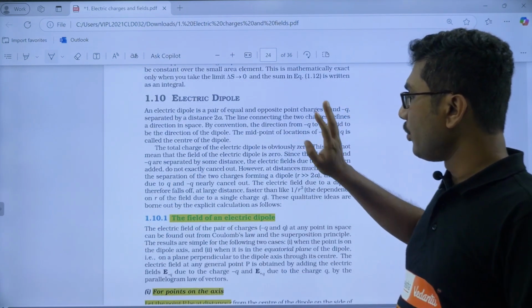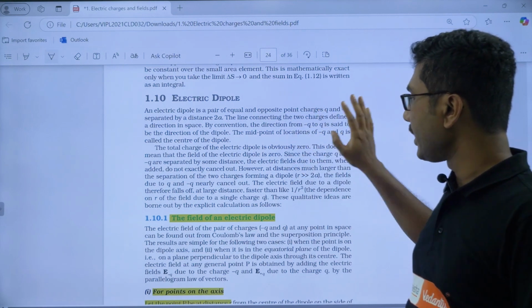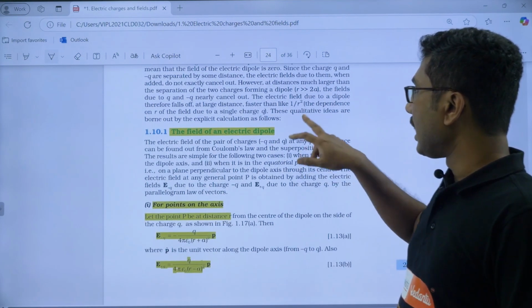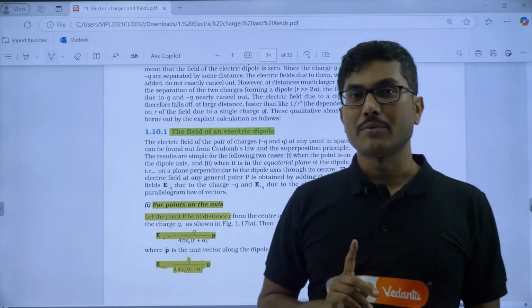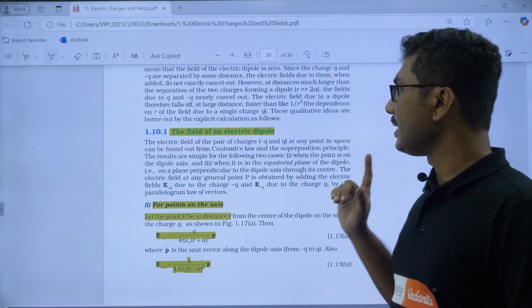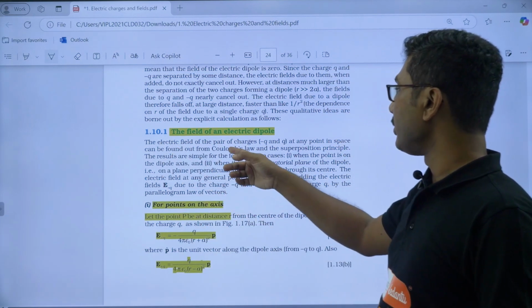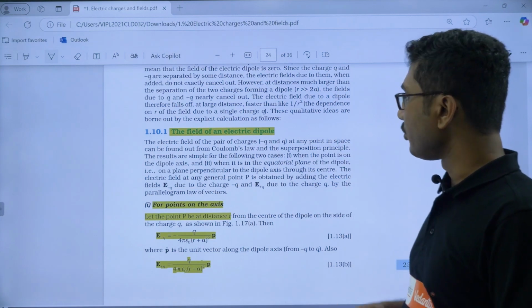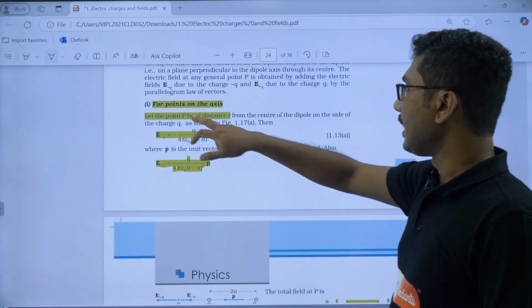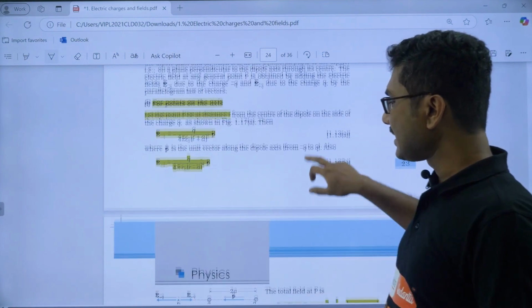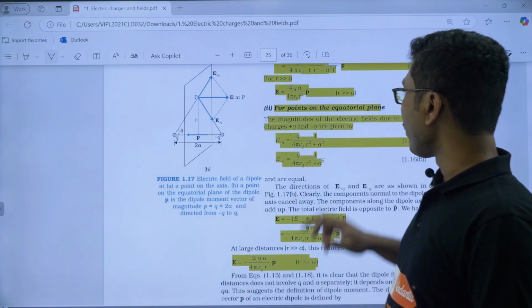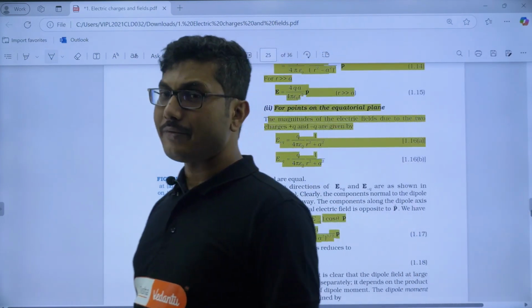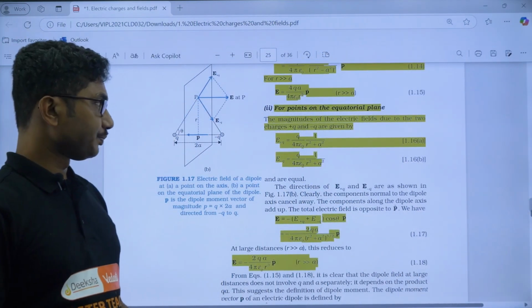Now, the electric dipole is a super important concept, and there are two derivations that you have to do. First of all, you have to remember what an electric dipole is. An electric dipole is a pair of charges plus q and minus q, and the field at any point in space can be found from Coulomb's law. There are two positions: points on the axis and points on the equatorial plane. Both derivations are super important.